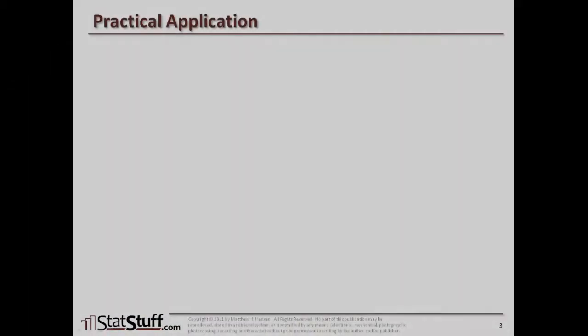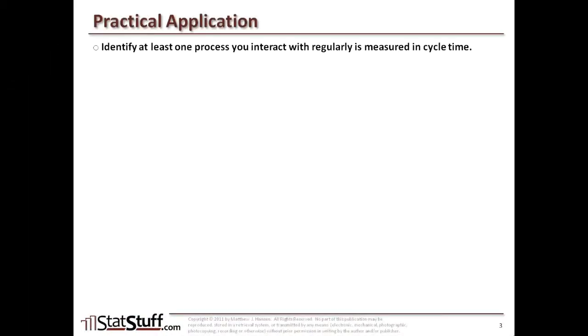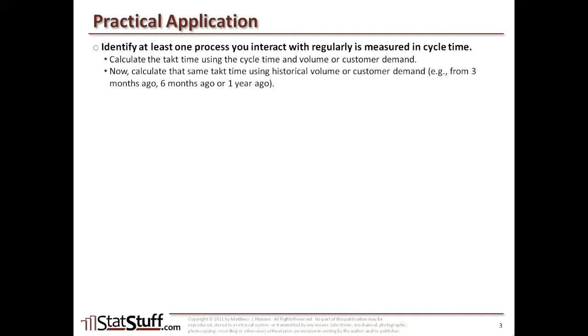All right, before we close this lesson, let's discuss how we can apply some of these concepts in a practical way. What I'd like you to do is identify at least one process that you interact with on a regular basis, especially a process that might be measured in cycle time. Now calculate the Takt Time for that process using the cycle time and volume, or customer demand. Now calculate that same Takt Time, but instead using historical volume or customer demand. For example, using the same method or calculating it back for 3 months ago, 6 months ago, or 1 year ago, depending on the amount of data that you have available going back historically.